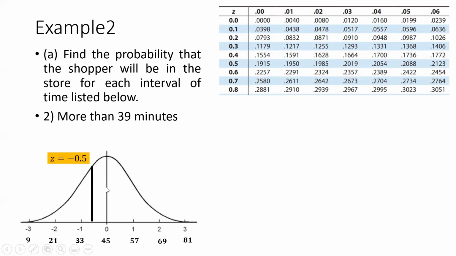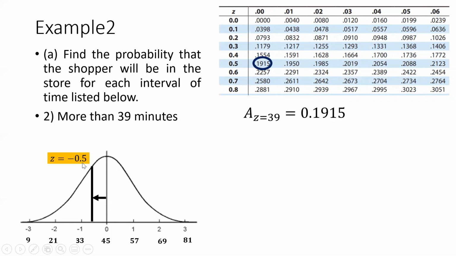We need to find the area of negative 0.5 using the z distribution table. For 0.50, that is 0.1915. So that is from 0 to negative 0.5. That is the area of z equals negative 0.5.